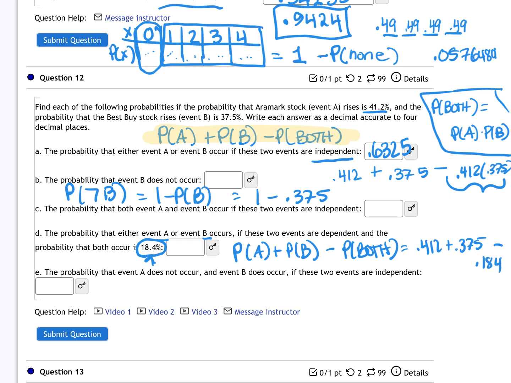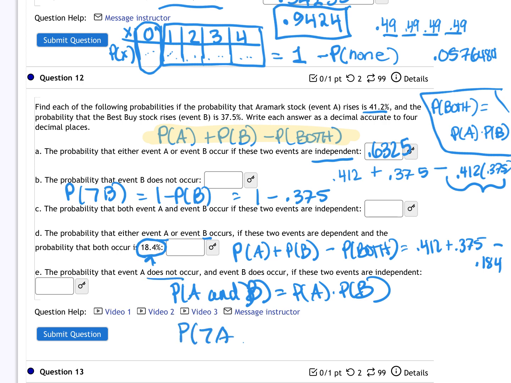Okay, probability event A does not occur and event B does not occur, if these two events are independent. If they're independent, then the probability of A and B is just equal to the probability of A times B, right? So I'm looking for the probability of not A and not B. What's the probability of not A times the probability of not B?